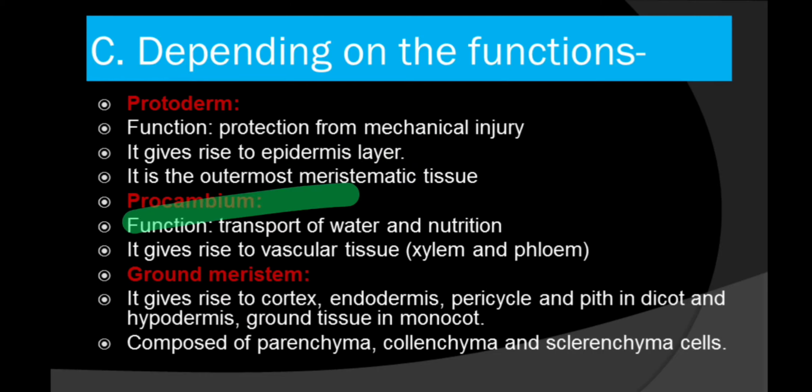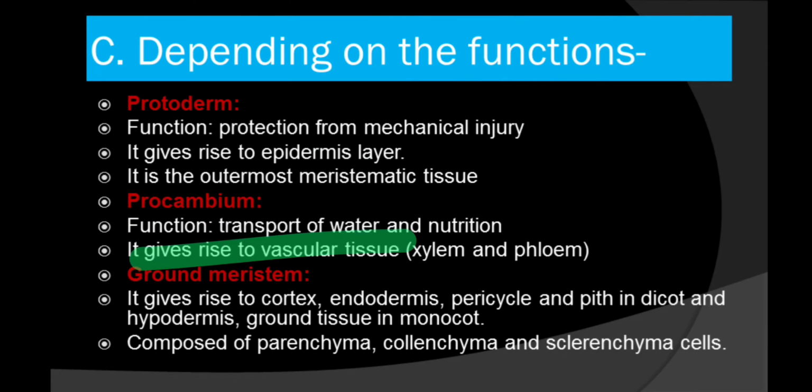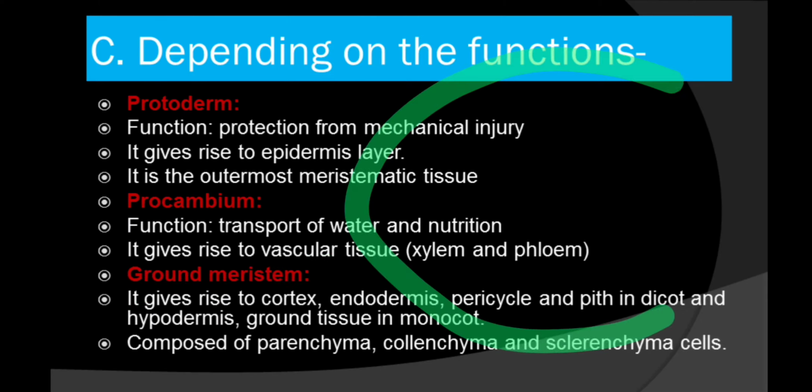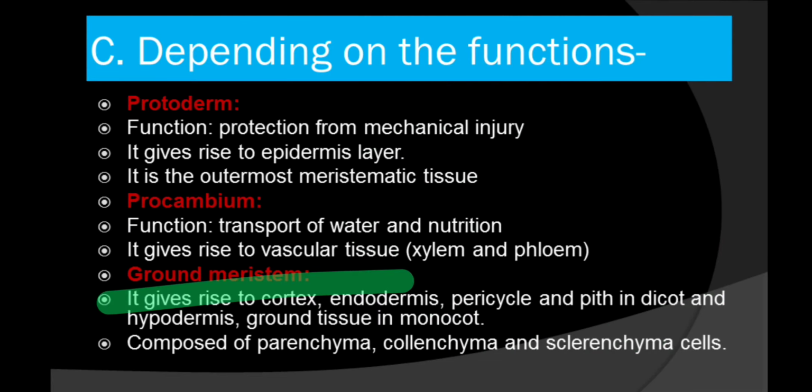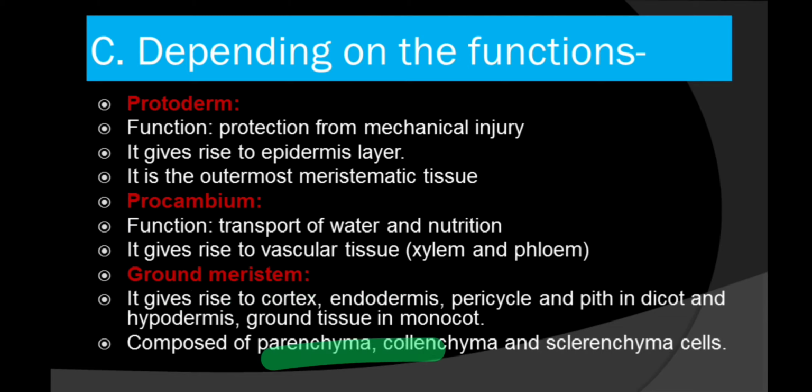Procambium makes the vascular tissue. They are the xylem and the phloem, and they help in the transport of water and nutrition. And the ground meristem forms the cortical region from the hypodermis till the endodermis. So if you see the stem region, you will see the ground meristem from the hypodermis till the endodermis. Okay, they are composed of parenchyma, collenchyma or sclerenchyma cells.